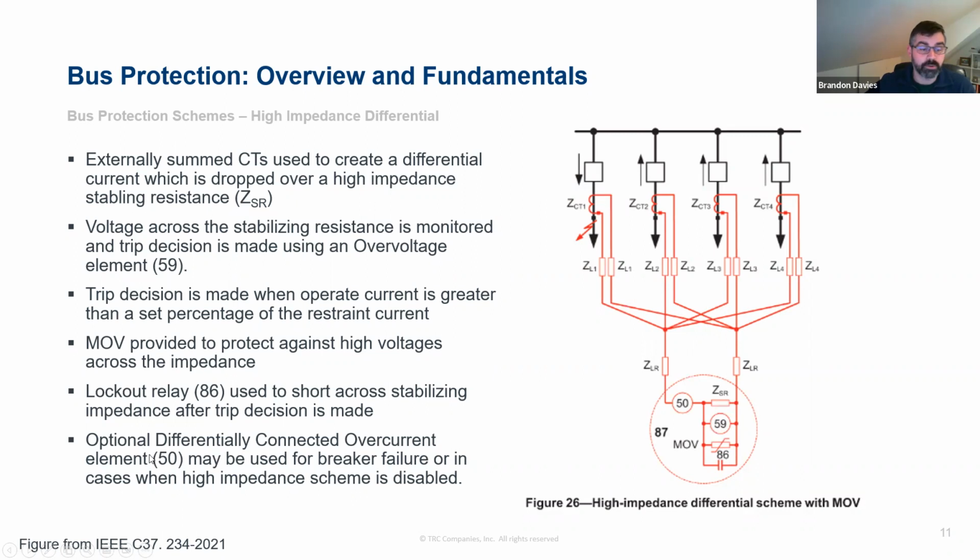Many modern relays also include an overcurrent element that can be used if this overvoltage element, the high impedance element, is disabled for whatever reason, or after it trips. That overcurrent element can be used to detect a breaker failure, or if you have to bypass one of your breakers and turn off the differential protection, you can use that time or instantaneous overcurrent element in this relay to provide some other protection functions.